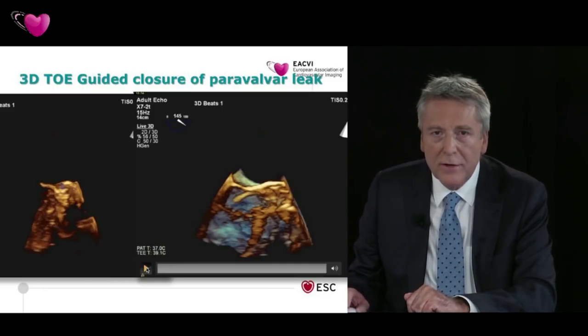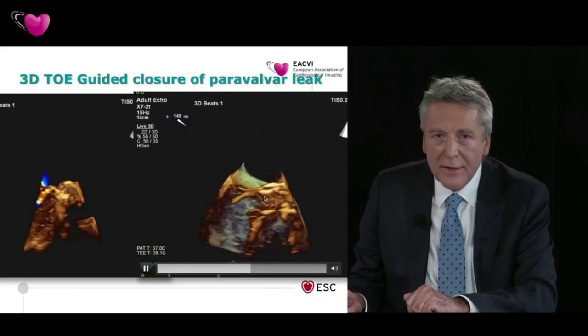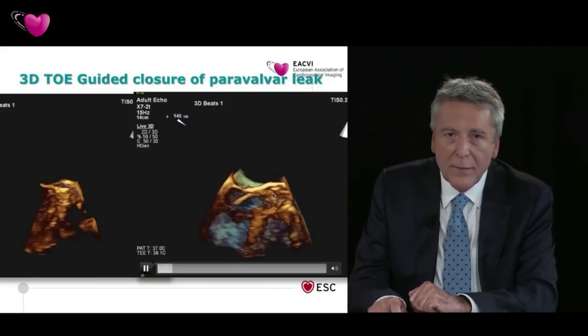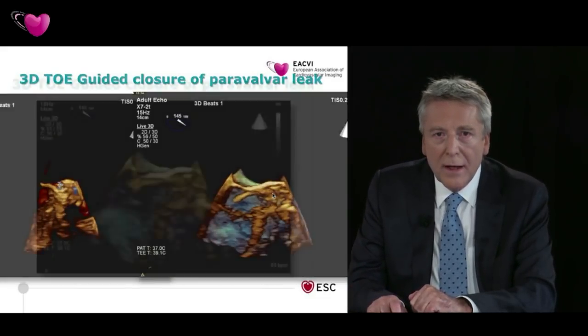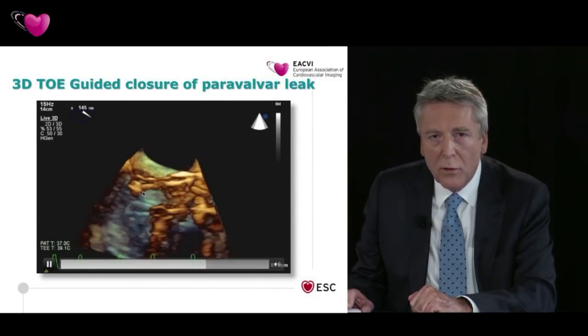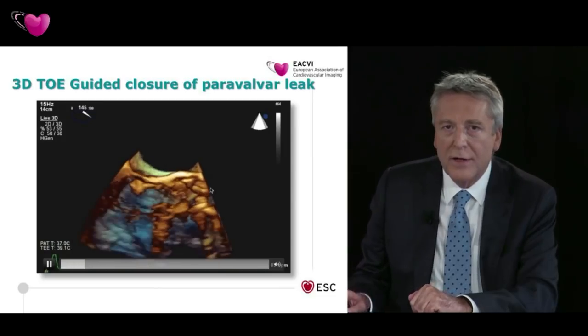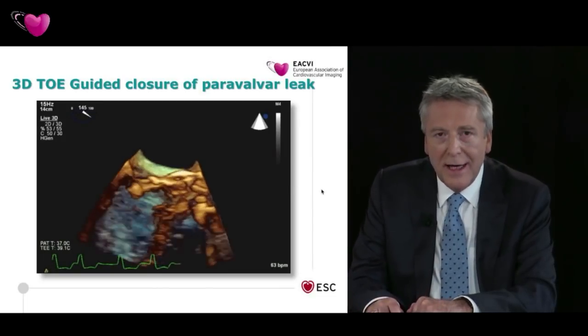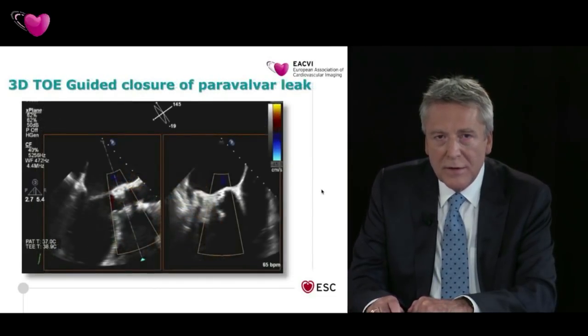Let me just play this loop here. So you can see there's the guiding catheter positioned through it. And then in the next image, you can see here is the closure device before it's pulled back and deployed. So the next stage of the procedure is to pull that back into the leak, which we did successfully.